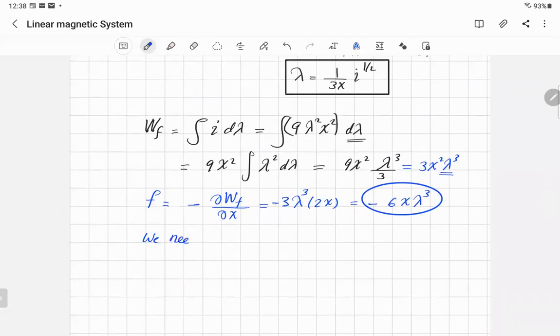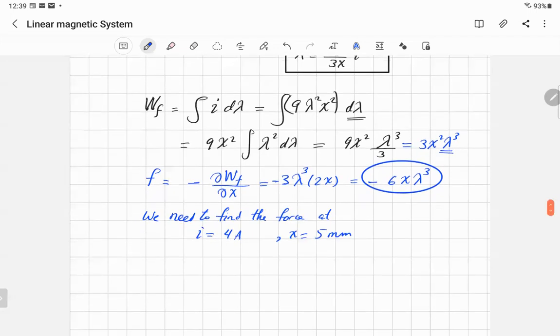We need to find the force at I equal 4 amps and x equal 5 millimeters. Your formula, the equation you just derived, is a function of lambda, so you can find the corresponding lambda from I. When I equal 4, what's the lambda?